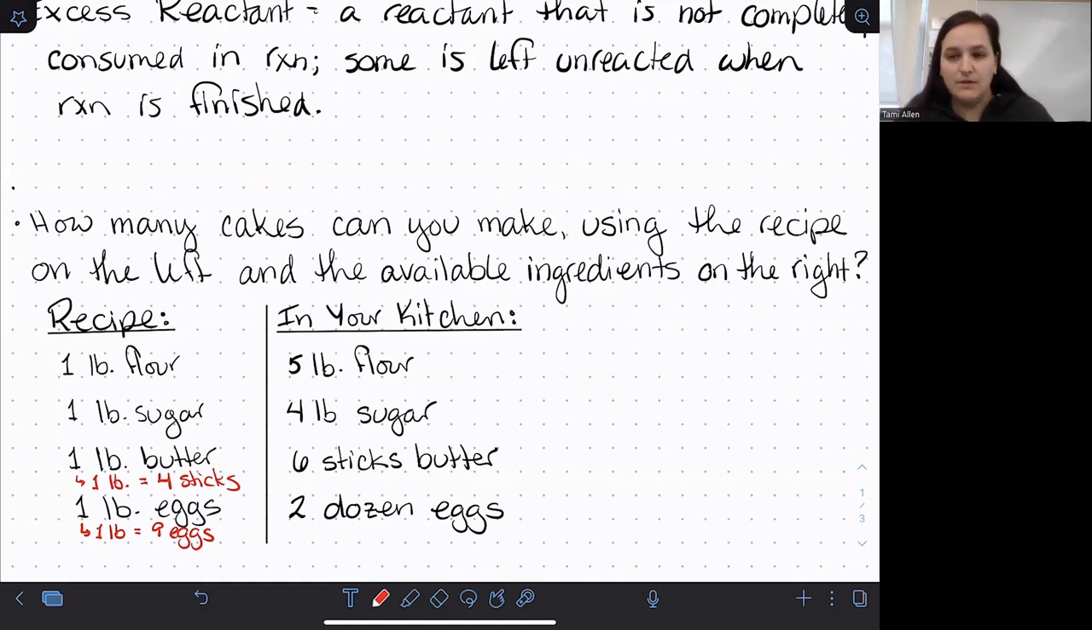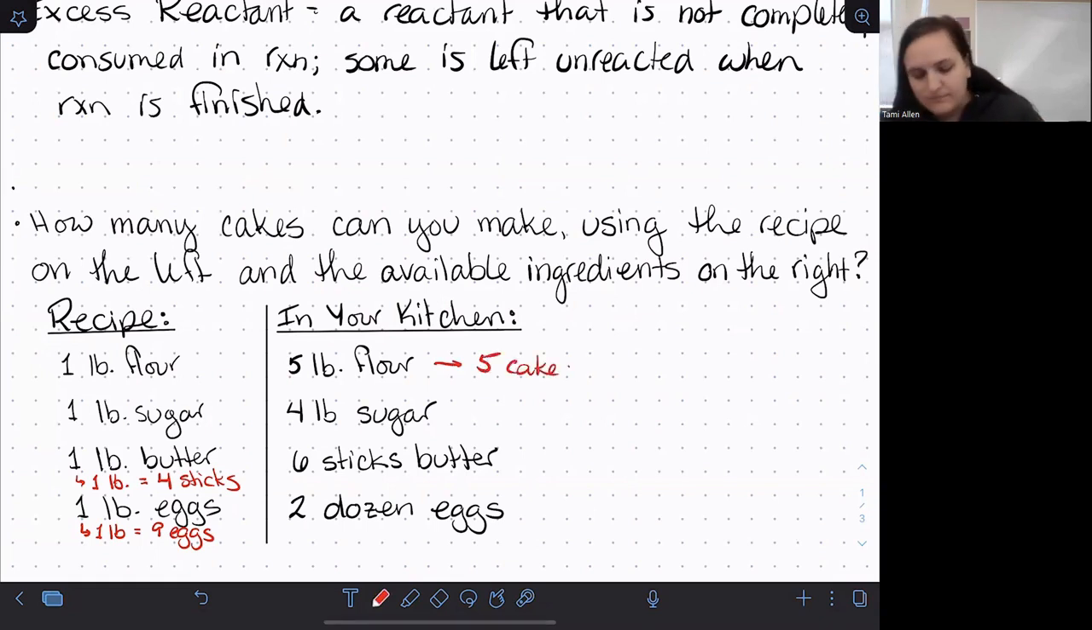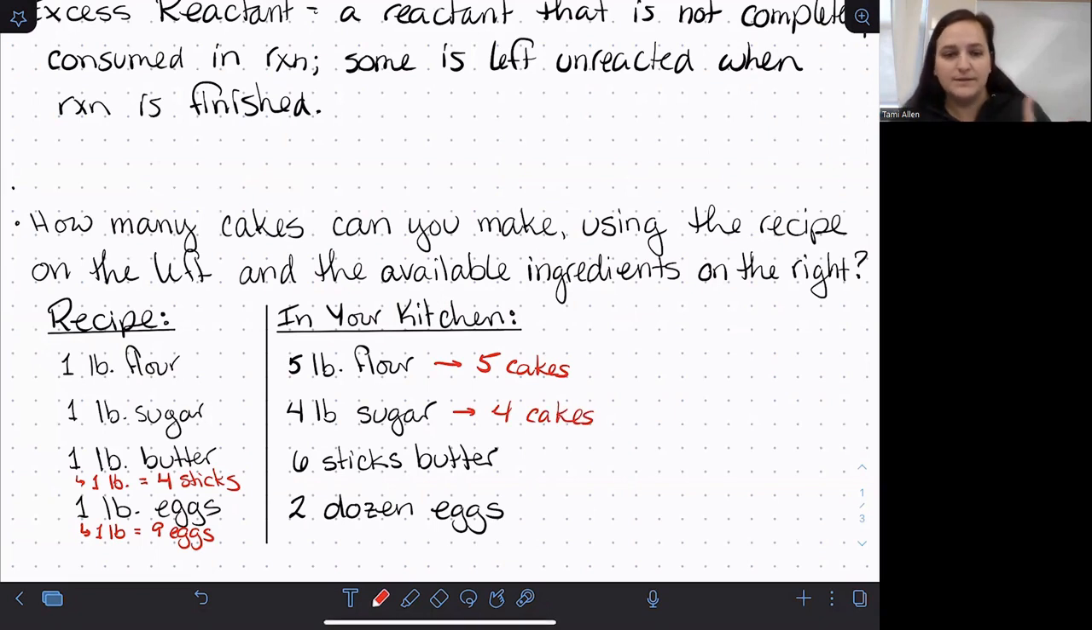What we really need to think about is how many cakes I can make based on each of these ingredients. So if I have 5 pounds of flour in my kitchen and each cake needs a pound, I could, if I had an unlimited amount of everything else, turn 5 pounds of flour into 5 cakes. Same idea for sugar. I have 4 pounds, each cake needs a pound. If I had an unlimited amount of everything else, I could turn 4 pounds of sugar into 4 cakes.